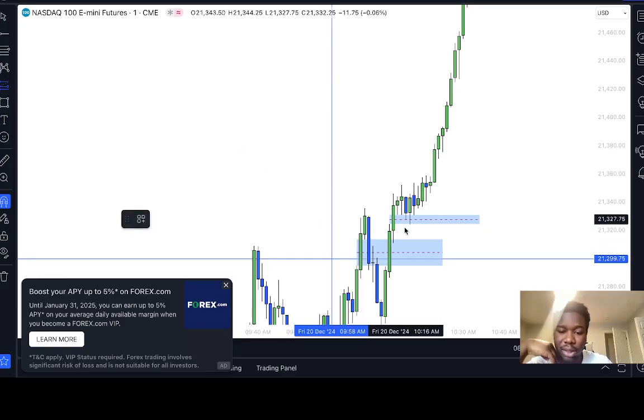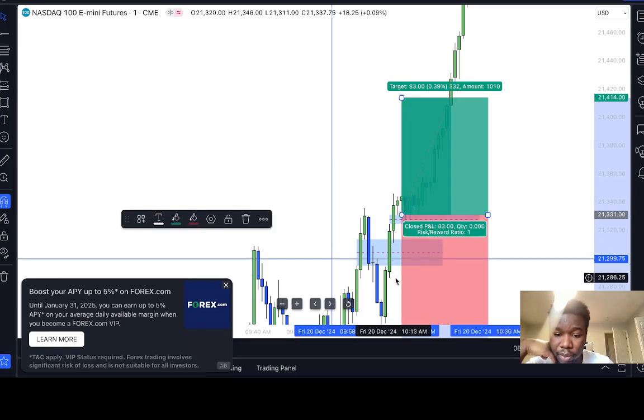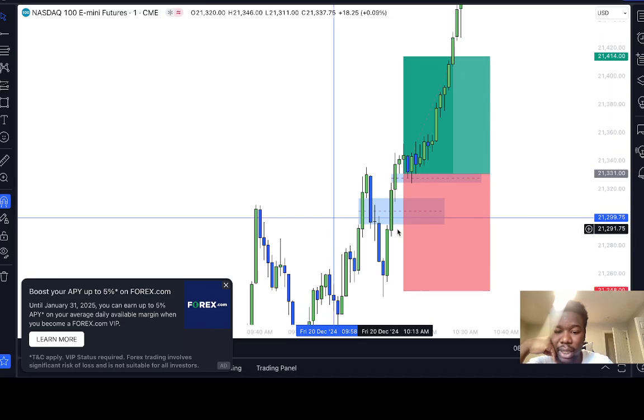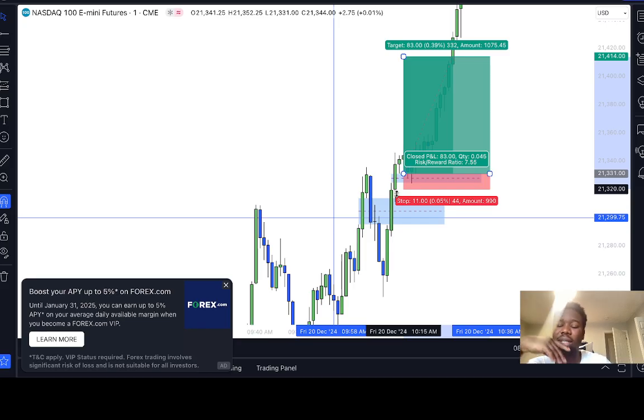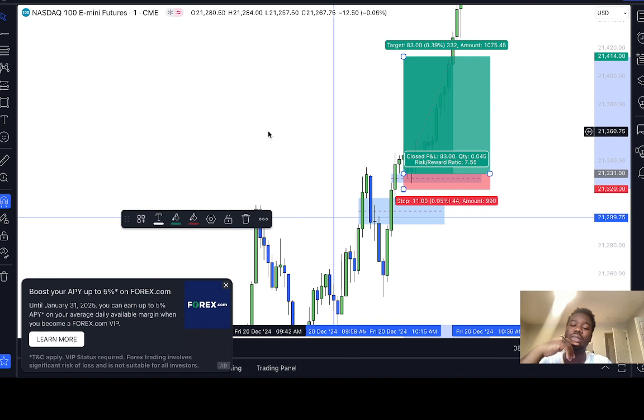I'm going to use this just to show you. Now, I'm just letting you guys know, I don't like a big stop loss. I actually like a 40 tick stop loss. That's been working for me so far, so I want to stay with that.